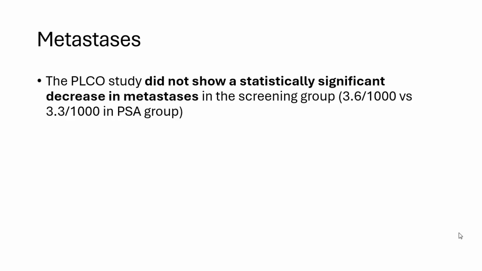Sometimes when the mortality benefit is presented and not very favorable, people will want to point to metastatic data instead and say that that's justification for using PSA screening. But I'll say there too, the benefits are uncertain and small at best. The PLCO study did not show a statistically significant decrease in metastatic cancers. So the difference between the screening and non-screening group was 3.6 versus 3.3 per 1,000.